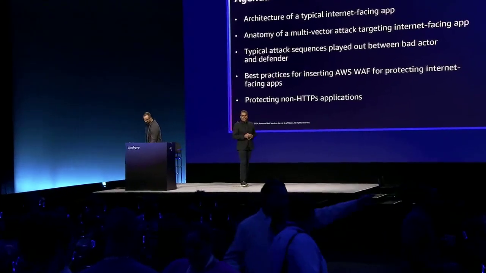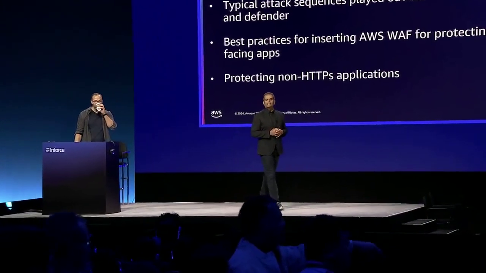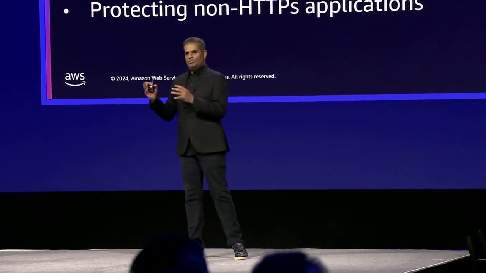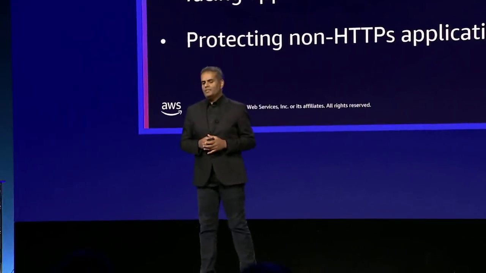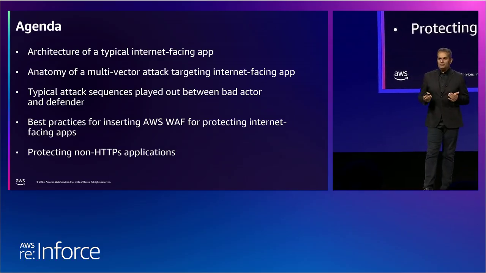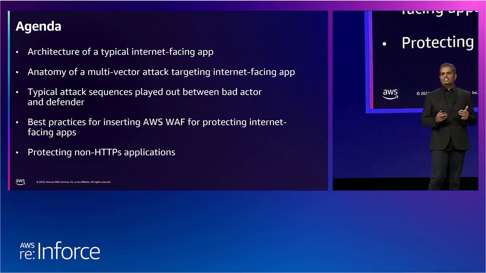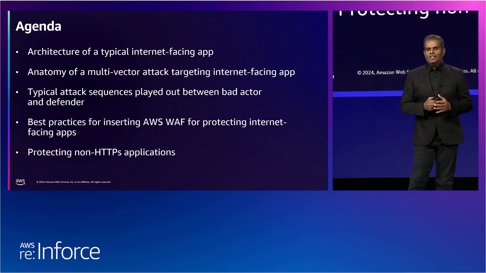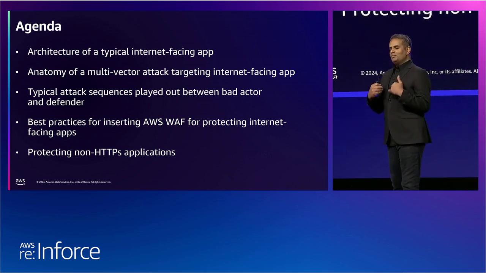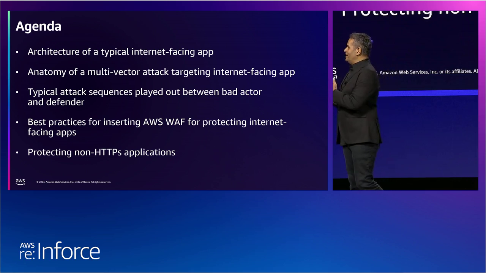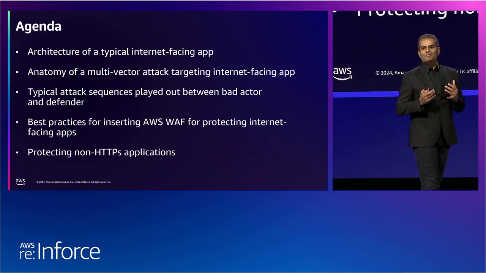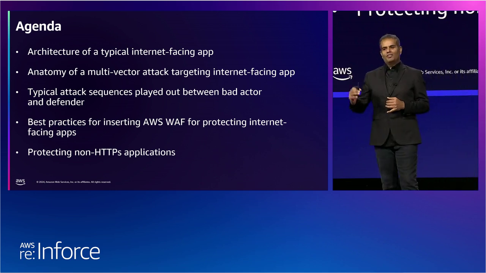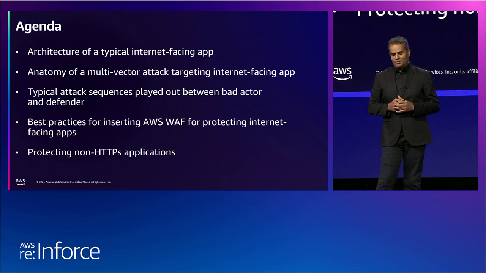So we've got a packed agenda. What we will start off doing is defining the scope or the attack surface in terms of the typical internet-facing app that we'll be referencing throughout our presentation. And then we'll talk about the problem statement in terms of the anatomy of a multi-vector threat that typically targets these internet-facing applications. Then we're going to do something really fun where I will pose as a bad actor, Tom will be a defender, and then we will incrementally raise the bar on the attacks while Tom iteratively raises the bar on the defense mechanisms to protect from those attacks.